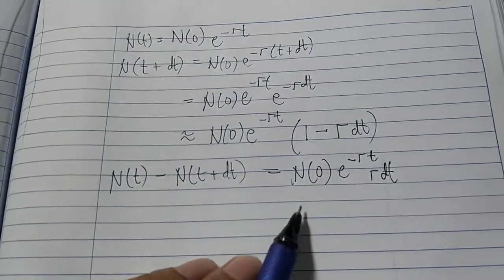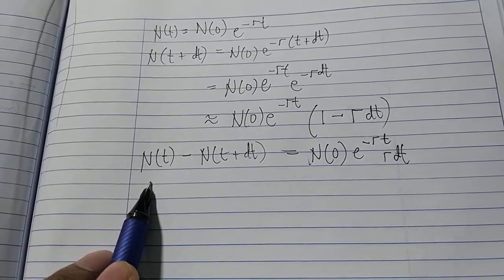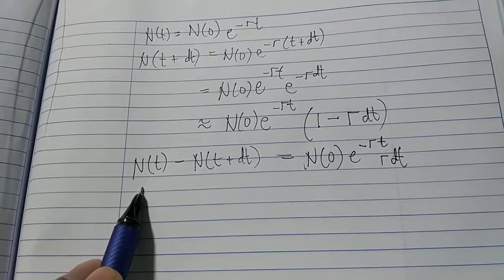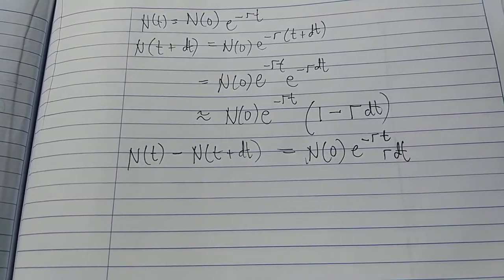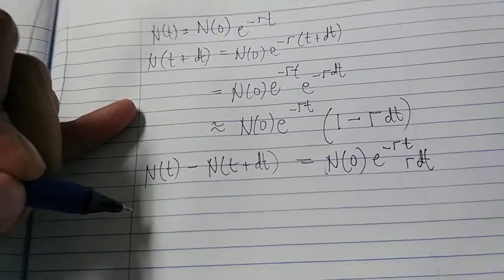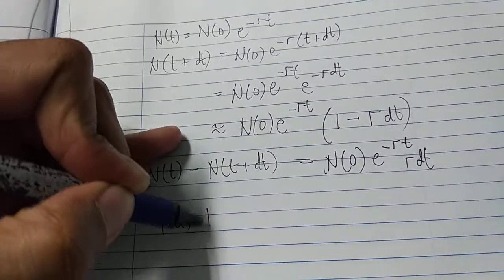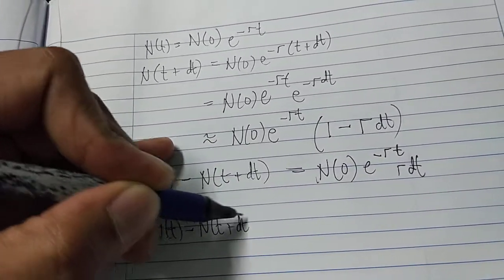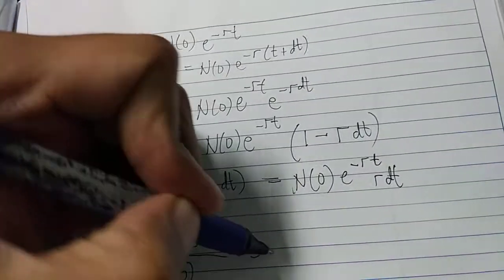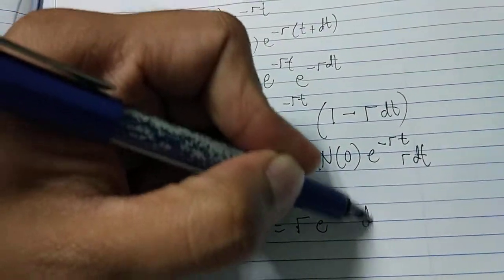So now, this is the total number that decayed between t to t plus dt. So the probability that it will decay between t to t plus dt is just the fraction of that number of particles compared to the total, right? Which is gamma e to the minus gamma t dt.